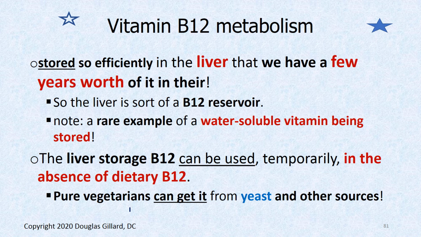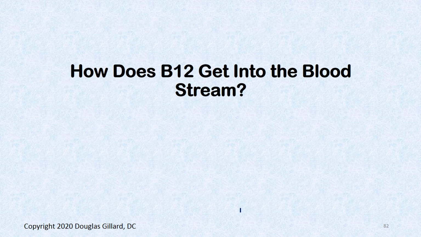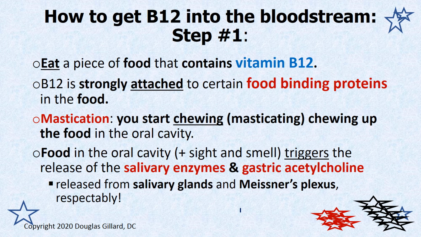Pure vegetarians, they have to get vitamin B12, by the way, and they won't eat eggs and all that stuff. They can get it from yeast and they can get it from other sources, but they have to be careful about developing a vitamin B12 deficiency. So this is the story I want you to know. It's how vitamin B12 gets into the blood.